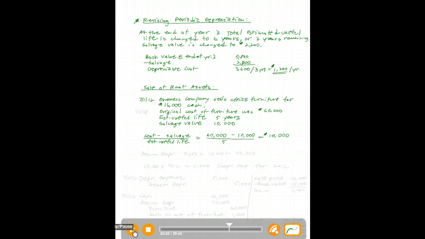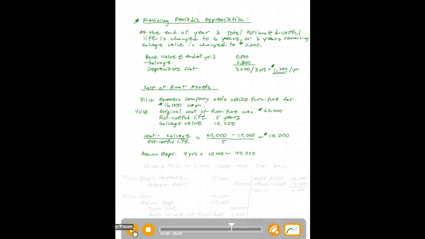So they are going to sell this on, let's go back. They purchased this on January 1st of 08. So we've got 4 years worth of depreciation, 08, 9, 10, and 11. 4 full years. So the accumulated depreciation at the beginning of 2012 was 4 years times the 10,000, or 40,000.